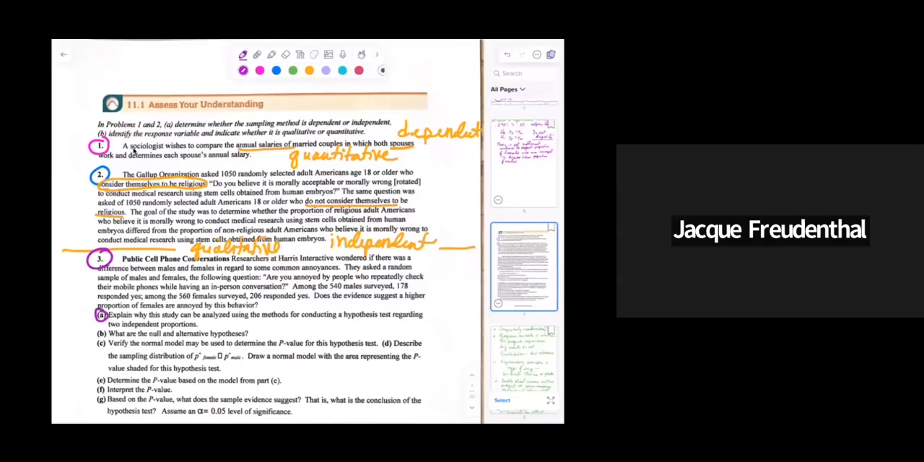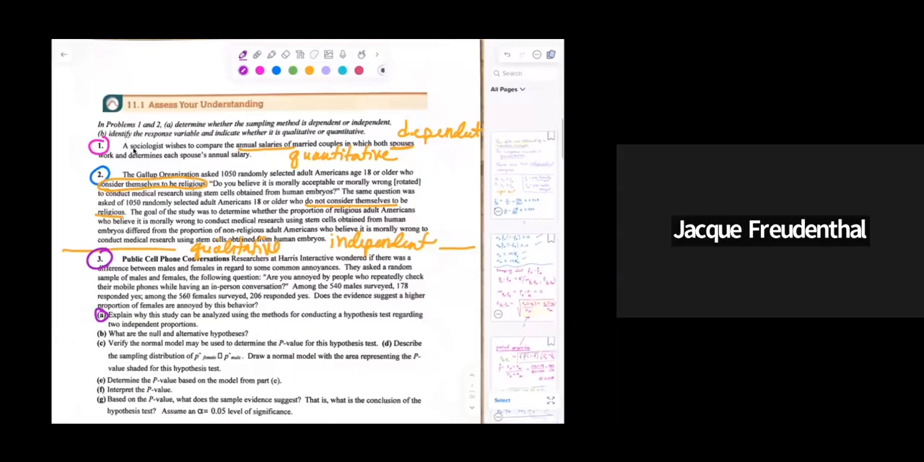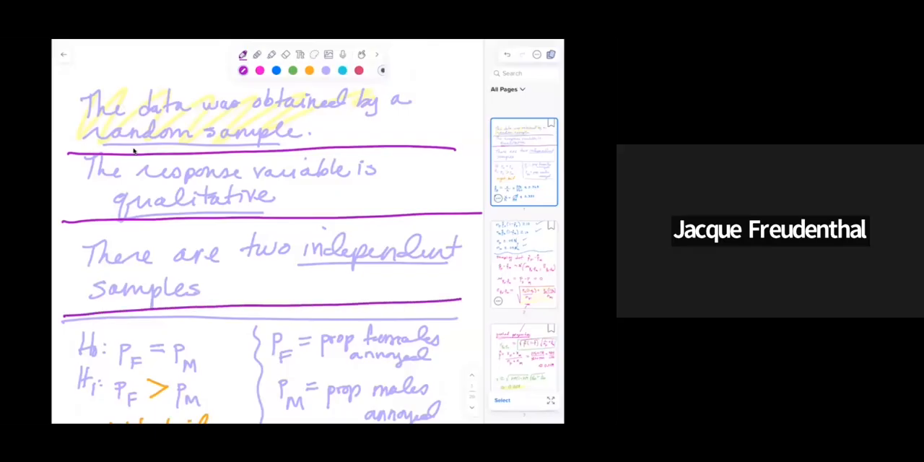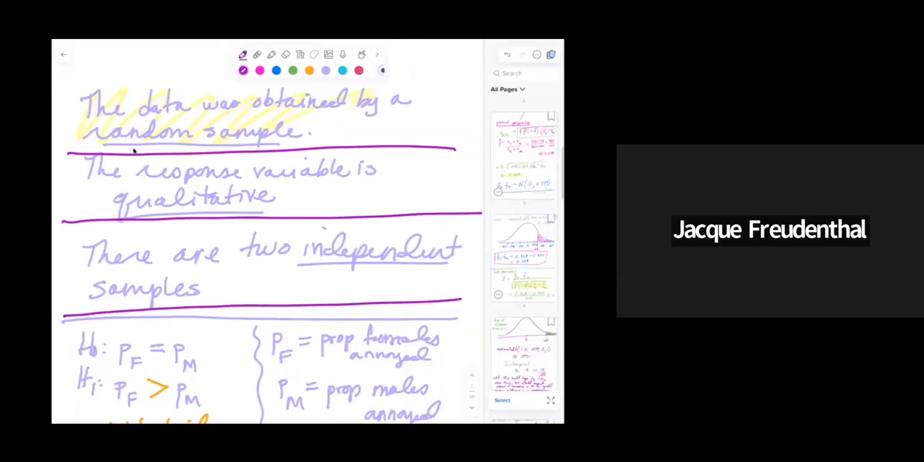Okay, so we need to answer some questions first. Explain why this study can be analyzed using the methods for conducting a hypothesis test regarding two independent proportions. Okay, so we need to recognize that the data was obtained by a random sample. The response variable is qualitative. Are you annoyed or not? There's two independent samples because you have a group of males and a group of females. Okay, so those requirements have been met.